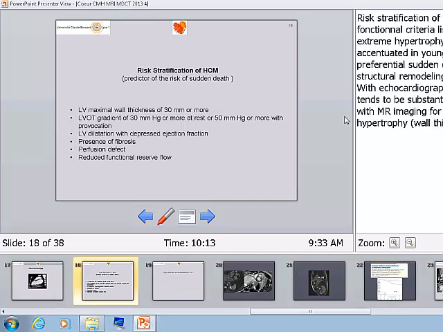What about risk stratification? Risk stratification relies on morphological and functional criteria listed on this slide, as you all know. This relationship of extreme hypertrophy to sudden cardiac death is accentuated in younger patients. It reflects either preferential sudden cardiac death at young age, structural remodeling with wall thinning, or both. With echocardiography, the magnitude of hypertrophy tends to be underestimated in comparison with MR imaging for the assessment of massive LV hypertrophy over 30 millimeters.